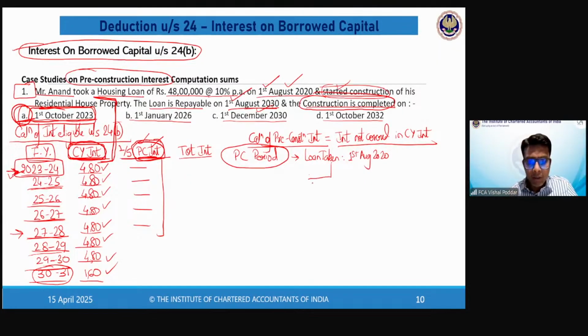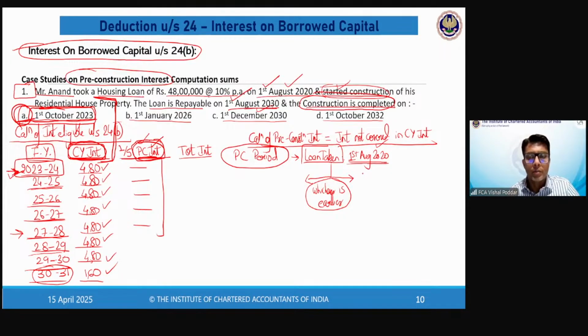Now this pre-construction period will end on one of two dates, whichever is earlier. In legal language this is what comes up: whichever is earlier, later, not less than, greater than, etc. The starting date is fixed, the loan taken date, because your interest starts from here, so I am allowing deduction from here. So the pre-construction period will start from the date of loan, which in my example is 1st August. Then it will continue up to what date?